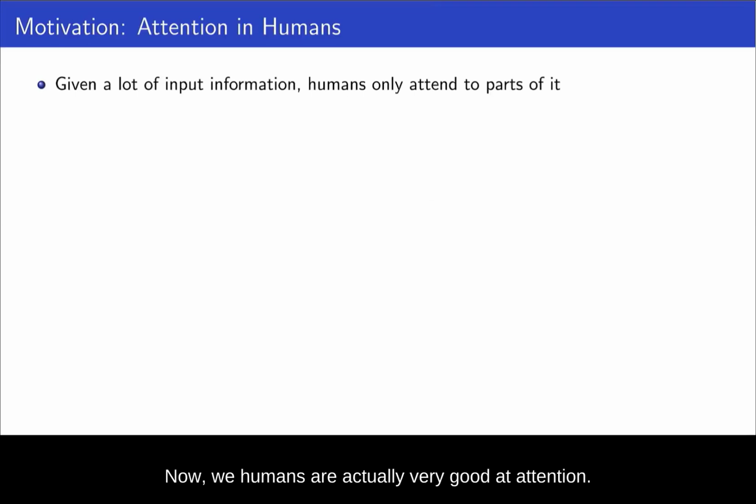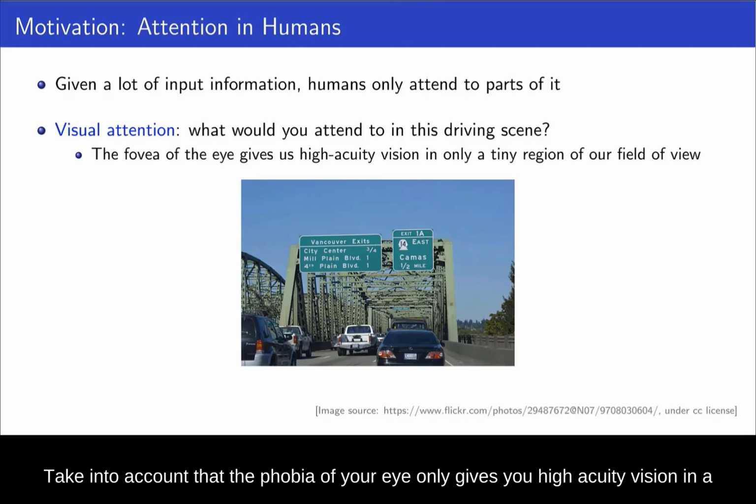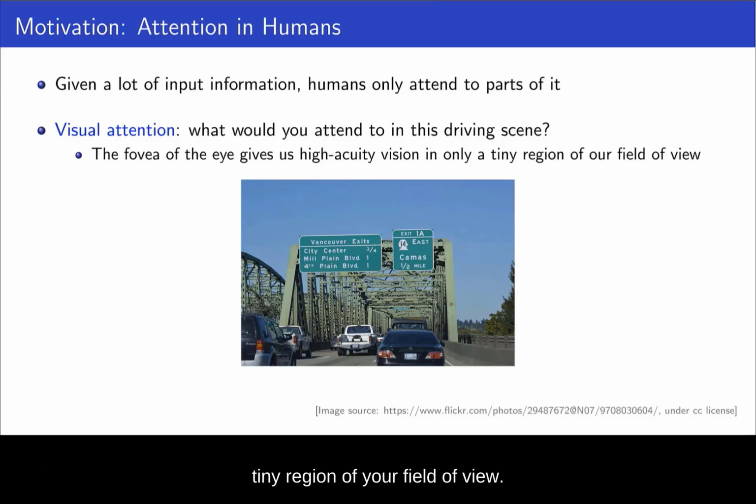Now, we humans are actually very good at attention. We have very high dimensional input information all the time. All of our senses are constantly firing, and we only attend to parts of it. One example is visual attention. So take, for example, this scene here. What would you attend to in this driving scene? And take into account that the fovea of your eye only gives you high acuity vision in a tiny region of your field of view.